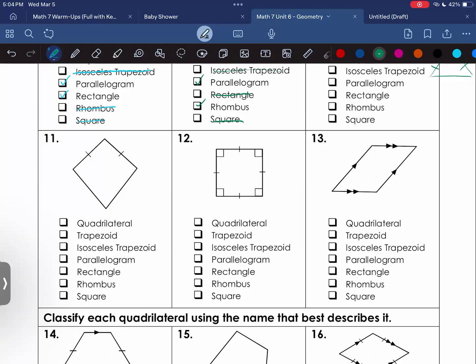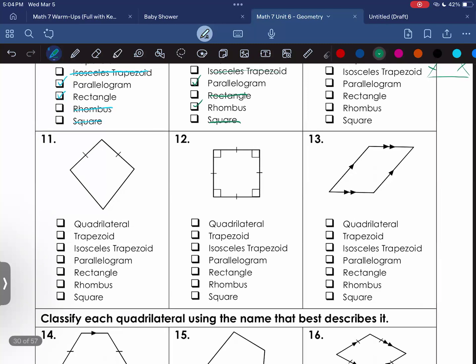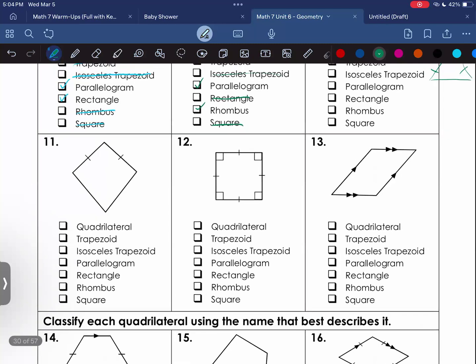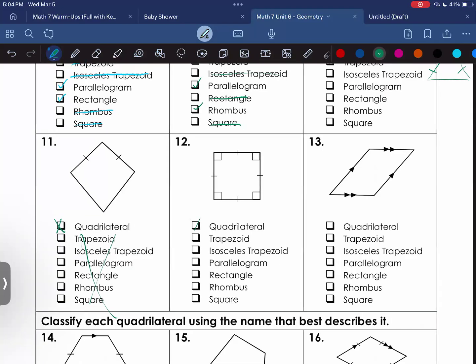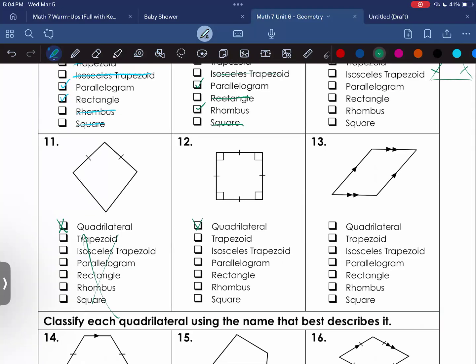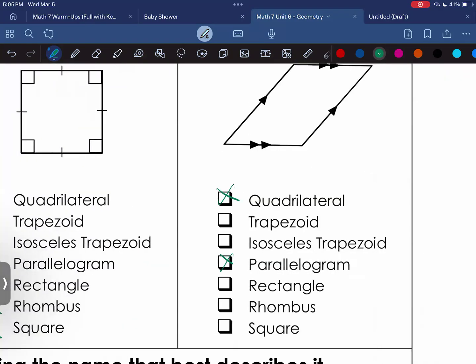Okay, you should have paused. Number 11, the only thing you could have crossed off here was quadrilateral. It is none of these that we talked about. Okay. Number 12, quadrilateral, yes. Parallelogram, yes. Rectangle, yes. Rhombus, yes. Square, yes. It checks all those boxes. And number 13, yes, it's a quadrilateral. Yes, it's a parallelogram, and that is it.